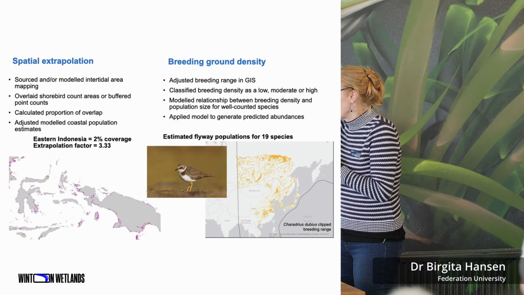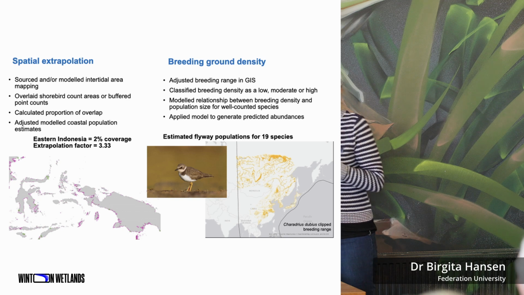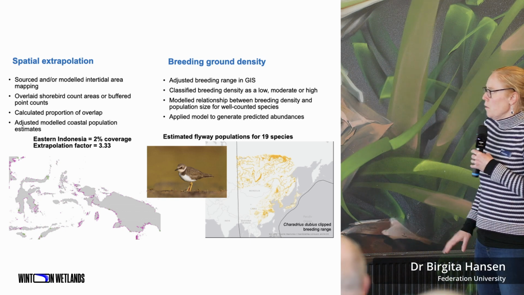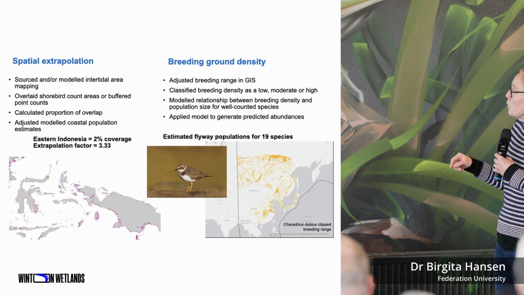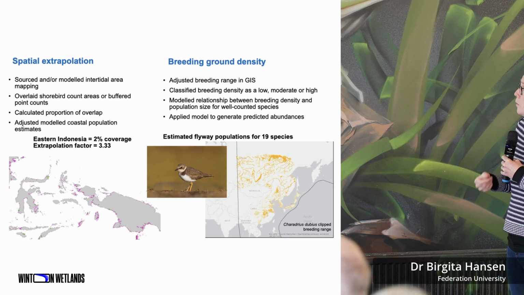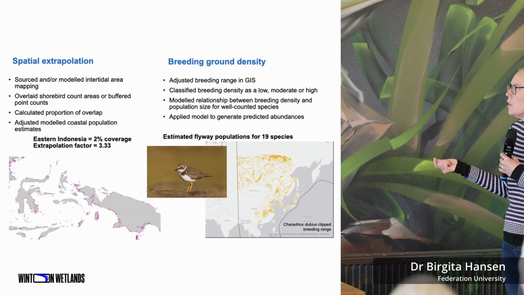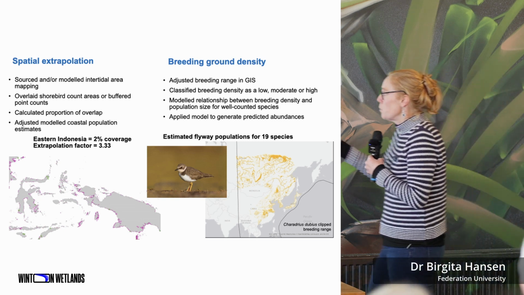So in this case, the little ringed plover, the breeding grounds were just this big blob, but they actually breed in these drainage lines and wetlands, so it was clipped by the waterways and wetlands features. And then we classified species as low, moderate or high density breeders. And then we modelled a relationship between the breeding density and the population size based on well-counted species, and used that to generate predicted abundances for these species that are not well counted on the non-breeding grounds. And that process was applied to 19 species.